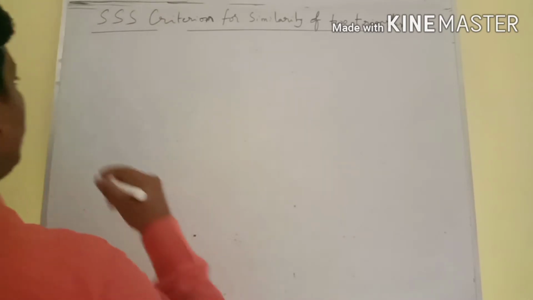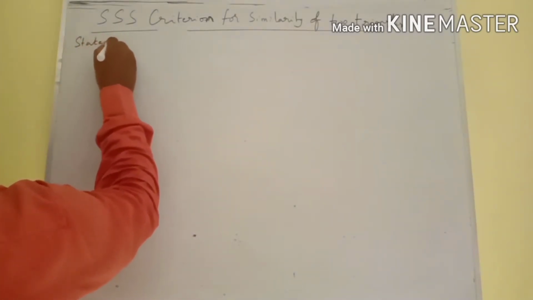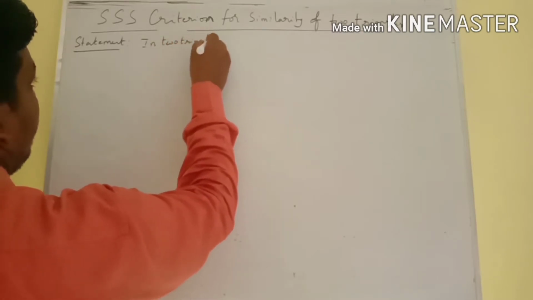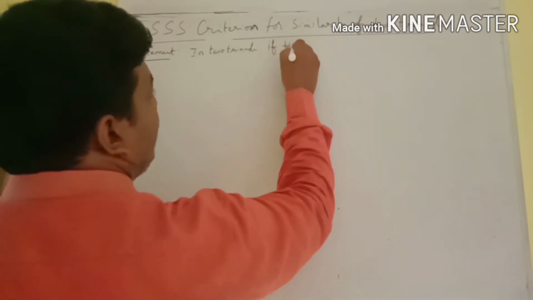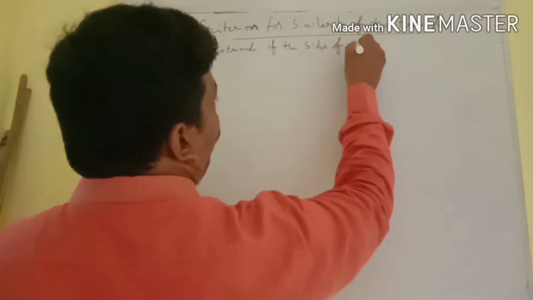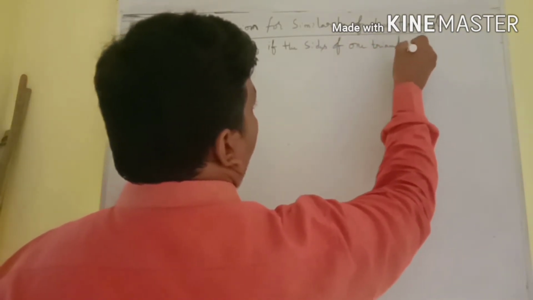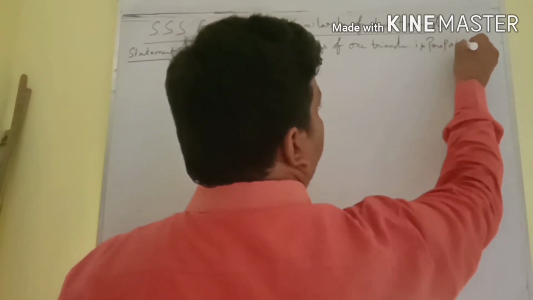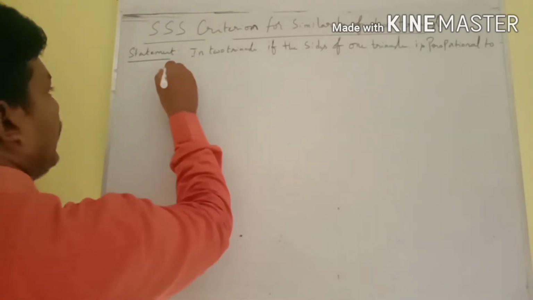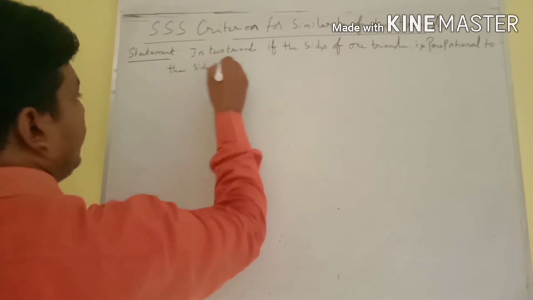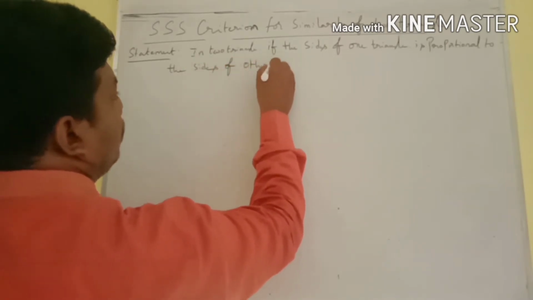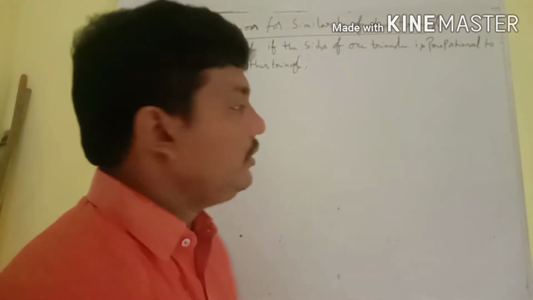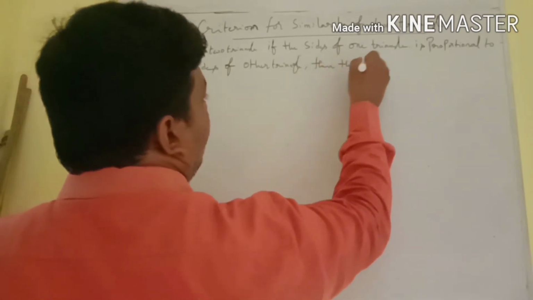In this theorem, what is the statement? The statement is: in two triangles, if the sides of one triangle are proportional to the sides of the other triangle, then the corresponding angles are equal.